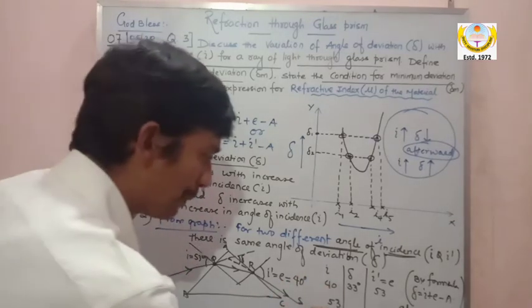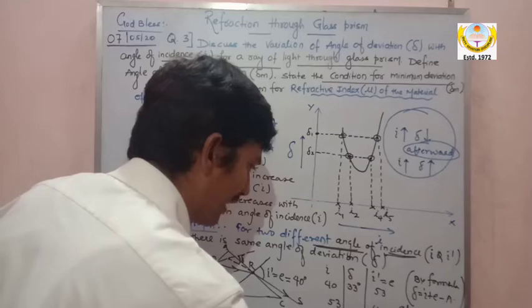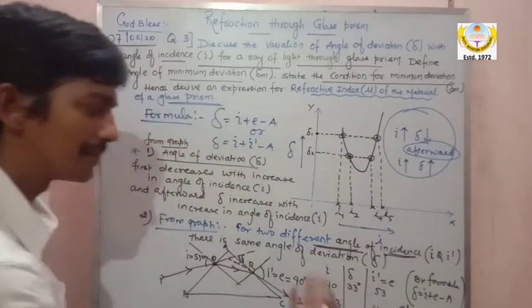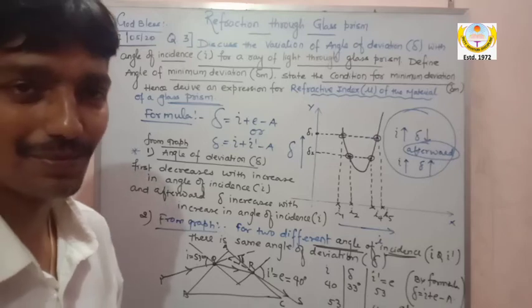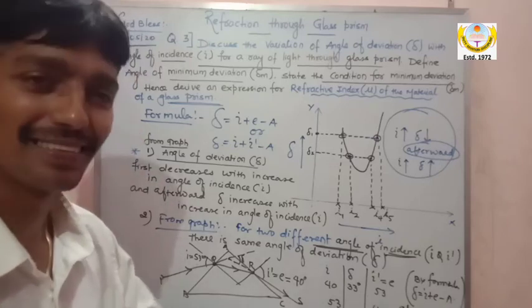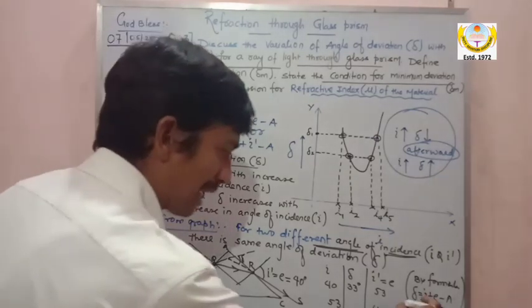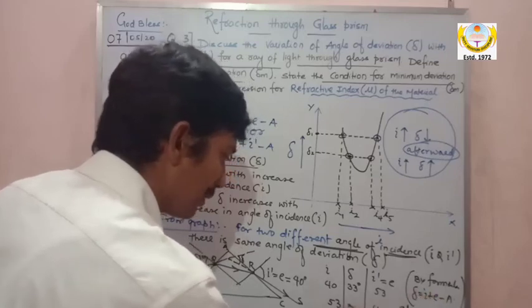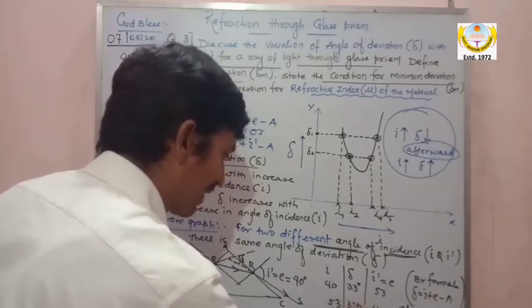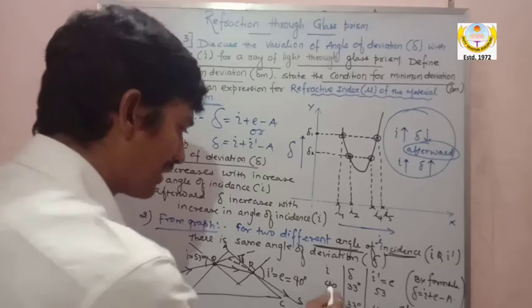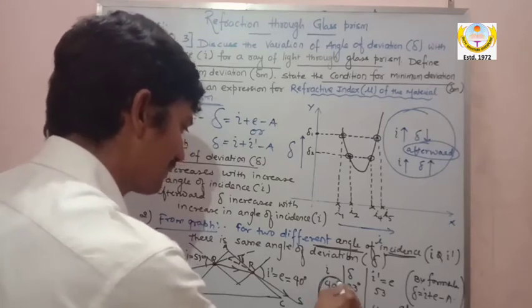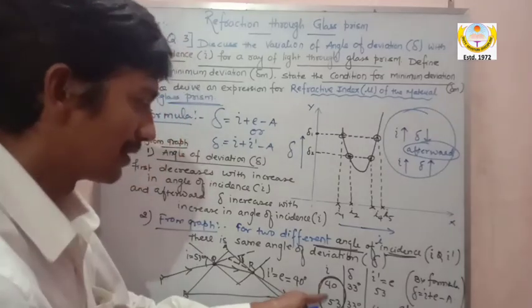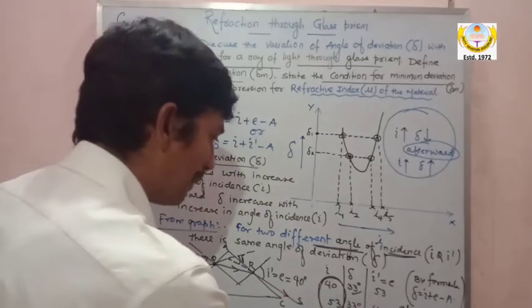So I becomes 53, I dash becomes 40. Wow, so nice. Substituting into the same formula, you will get the delta value as 33 degrees. So you can see, for two different angles of incidence, my dear, the value of delta remains the same.